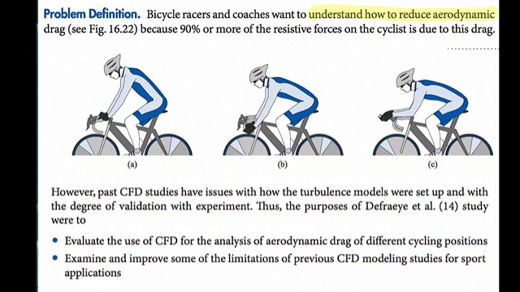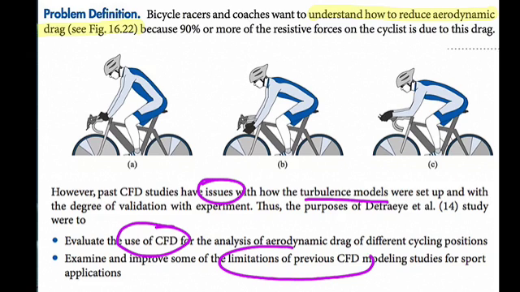Okay, at the start of the journal article, the researchers tell us that people want to understand how to reduce aerodynamic drag on a bicycle rider. And then they identify some really key issues. And these deal with how to model turbulence in the computational fluid dynamics. And they say the real purpose of this is to evaluate the use of computational fluid dynamics and look at some of the limitations of this CFD modeling. So what they've done at the very beginning of the article is simply said, of course we want to understand drag, and here's the key issues.